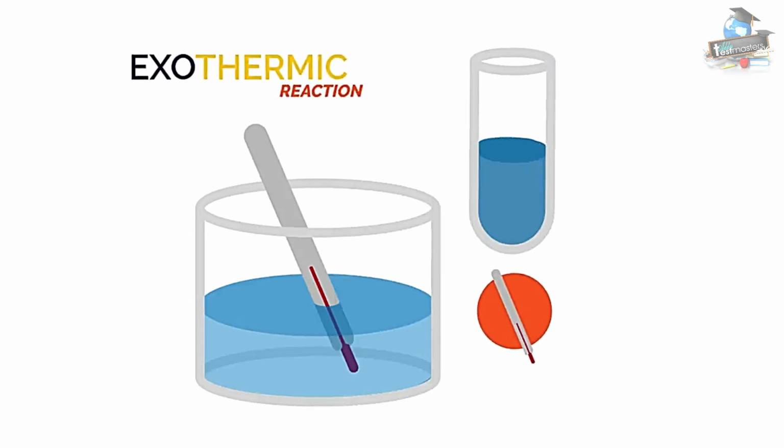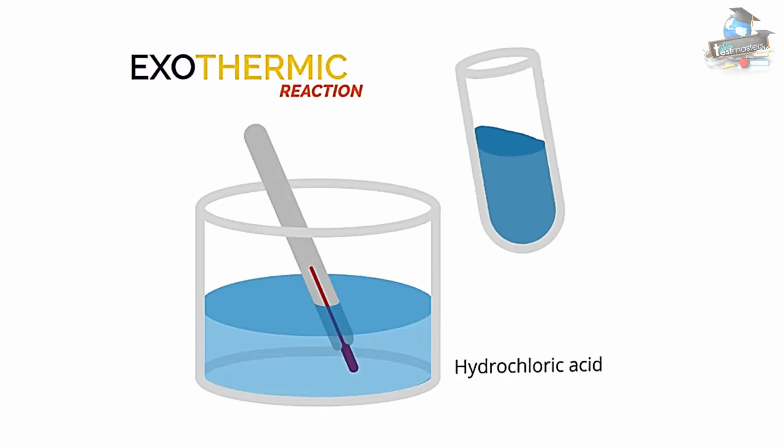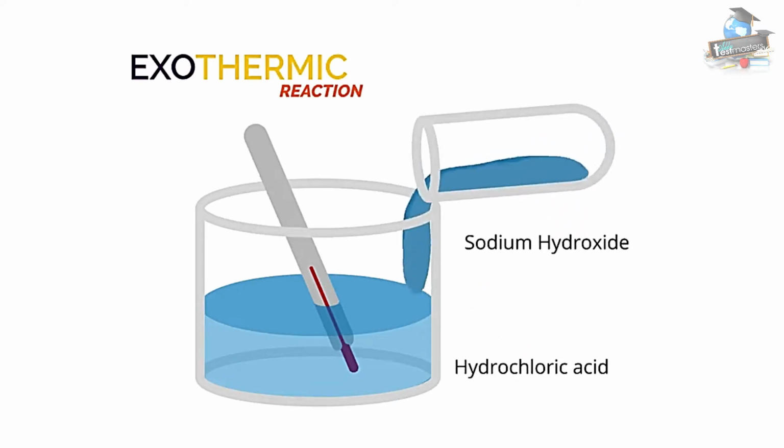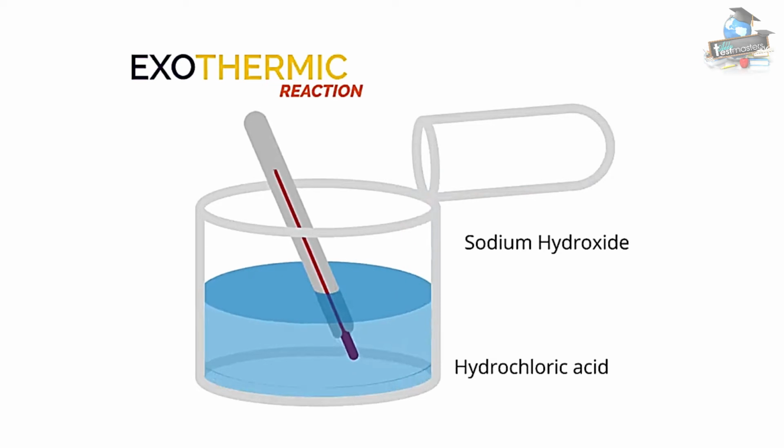Just get your thermometer and see if the temperature increases. Watch the hydrochloric acid and sodium hydroxide solution being mixed and see how the thermometer increases. Most chemical reactions are exothermic because heat is given out. Physical processes can also be endothermic or exothermic.